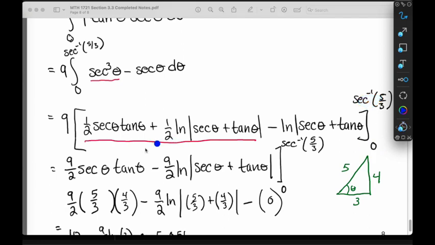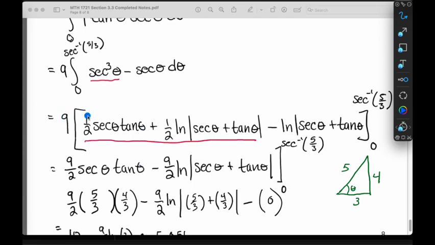Now, when I plug in 0 to this, everything drops out. So this is just 0 when I subtract at the end. So really what I need to focus on is this. So I set up another triangle here so that I can figure out what my values are. Since secant is hypotenuse over adjacent, I set up my triangle. Here's my hypotenuse, here's my adjacent. I know that this is a 3, 4, 5 triangle. So now I can use this triangle to evaluate my secant and tan.